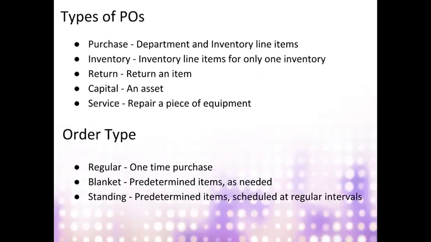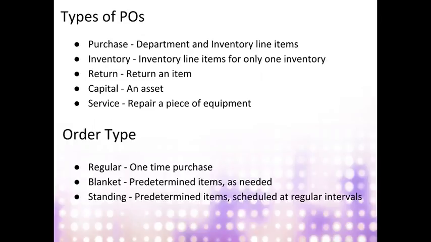Once you select your PO type, you'll need to define the order type, for which there are 3 options. A responsive regular will default into the routine and would be used for a one-time purchase of a unique set of line items and quantities. This order type would also be used for any return POs.